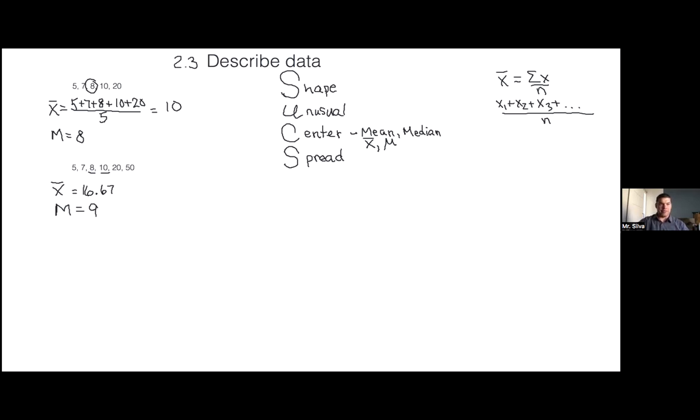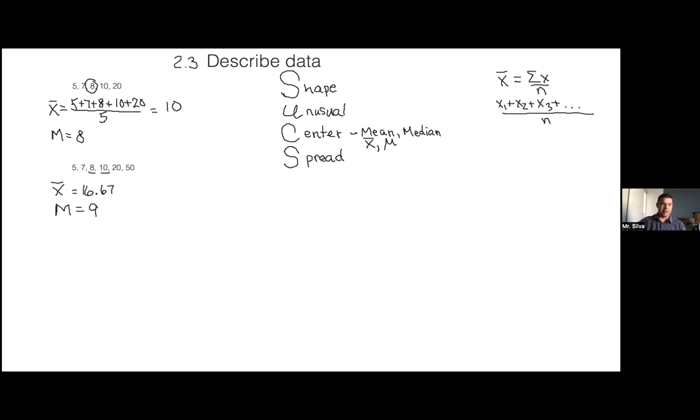All right. So I looked at the data and I found the center. In the second data set, the median is higher than the mean. I'm sorry, the median in the second data set, 9, is greater than 8. But look at the mean. The mean is much, much bigger. 16.67 is much bigger than 10. The mean is far greater for the second data set than the first data set.